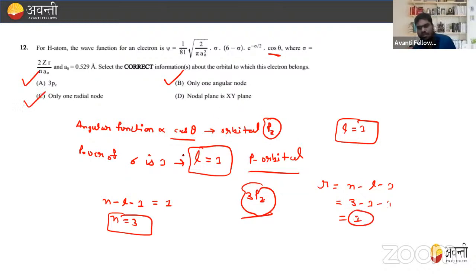Nodal plane is xy plane. So you have to find whether the nodal plane is the xy plane. So obviously xy plane, because this is a pz orbital. So pz means xy plane is the nodal plane where the probability of finding the electron is 0. So this question is easy, but you have to learn this thing. If you don't know this properly, then you are not able to solve the question, because from this equation only you got the value of L, and the pz orbital. So you must know this so that you can write this, right?